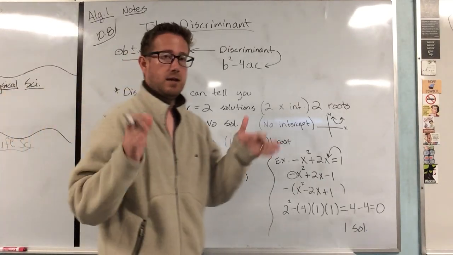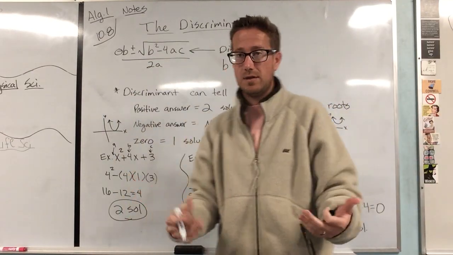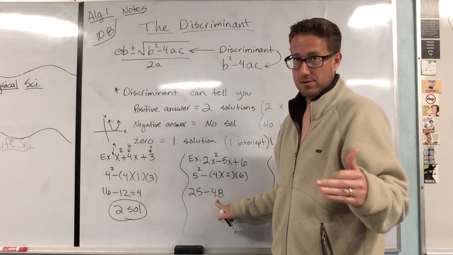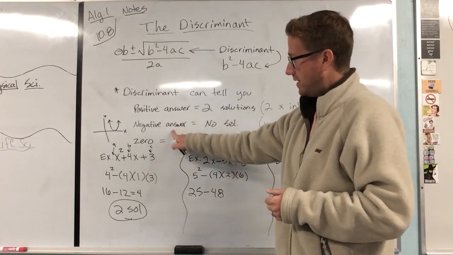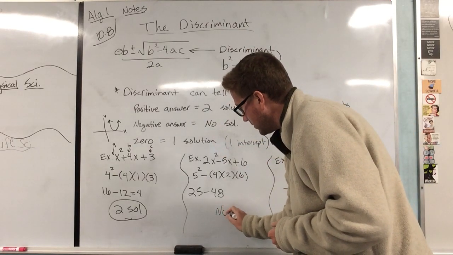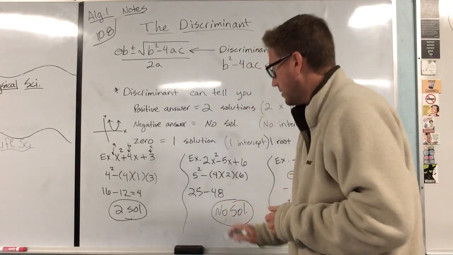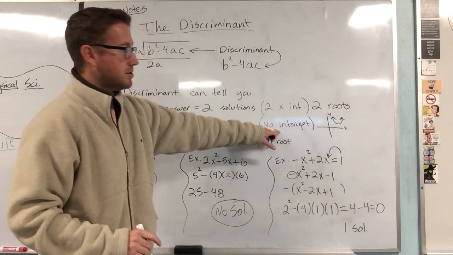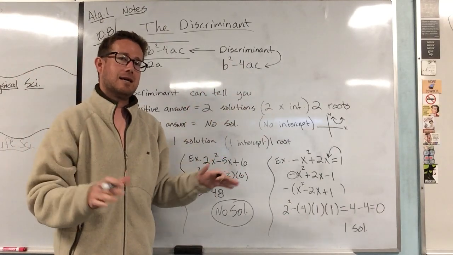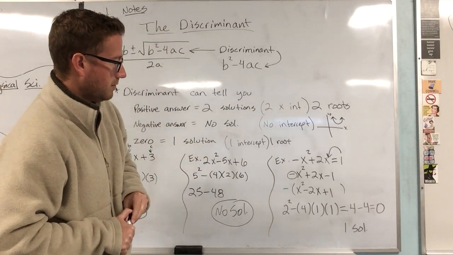25 minus 48. Is that going to give you a positive number or a negative number, or is it going to be 0? 25 minus 48 is going to give you a negative answer. Take a look here. A negative answer means no solution. So this is no solution. Another way of saying that you have no intercepts or no roots. This graph will never touch or cross the x-axis. All of that.